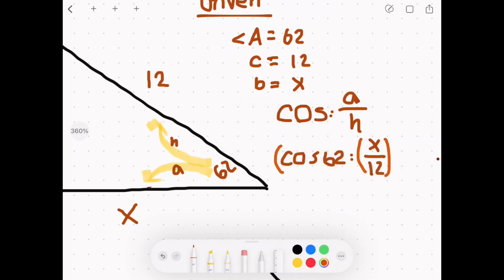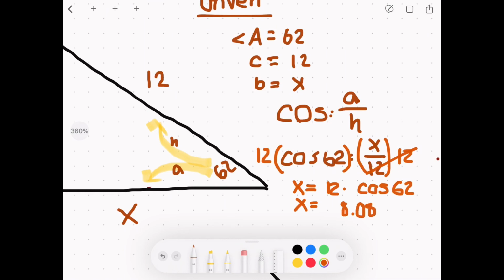We are going to multiply 12 to both sides to cancel out the 12, so that isolates x, and here you have x is 12 times that, and plug it into your calculator. Your answer is 8.08, etc.